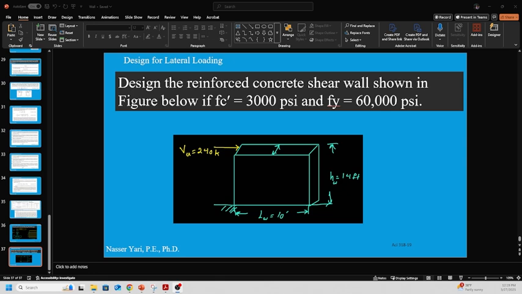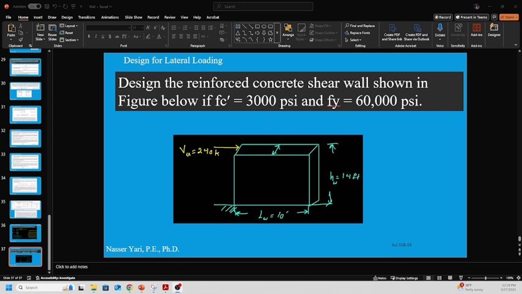Let's do this problem. The wall we're going to design is a 3,000 pound concrete. It really should be 4,000, but steel is about 60,000 psi. The wall is about 14 feet tall and 10 feet long. And the sideways shear, either from earthquake or wind, has about 240 kips pushing on it.